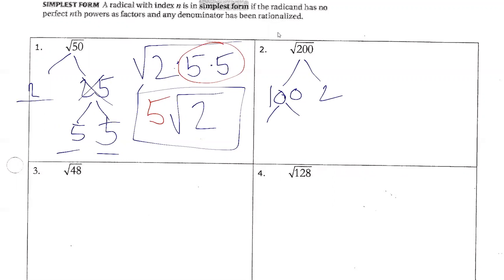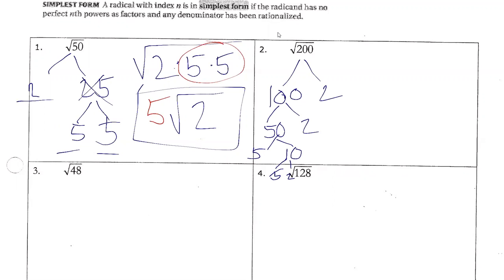100, you could just keep cutting it in half. It'd be 50 times 2. Or you could do 10 and 10 even if you saw that. Then we could keep breaking down the 50. Maybe for 50, I'll do 5 and 10. We're a little low on space, but the 10 would be 5 and 2.